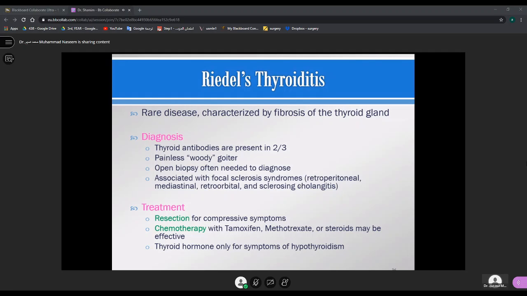And the patient may have fibrosis somewhere else in the body as well, as a form of multifocal fibrosclerosis syndrome. So patients who have Riedel's thyroiditis may have retroperitoneal fibrosis as well, mediastinal fibrosis, retro-orbital fibrosis, or sclerosing cholangitis. Treatment is required for compressive symptoms, so resection needs to be done. Chemotherapy can be given in the form of tamoxifen, methotrexate, or steroids may be effective. Thyroid hormone is required only if the patient has hypothyroidism.